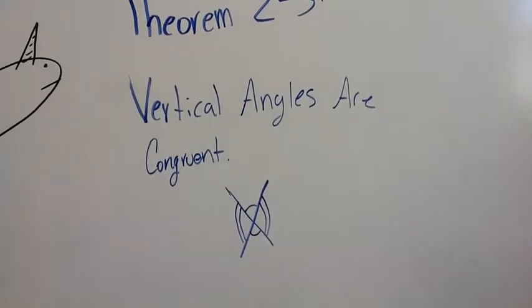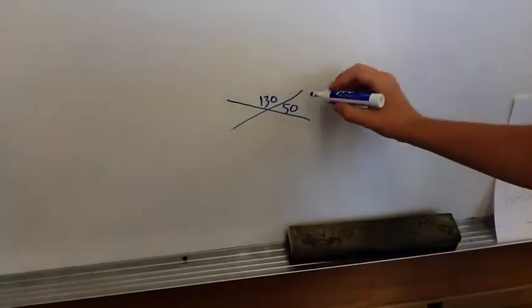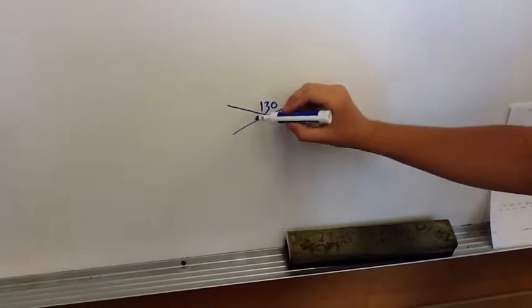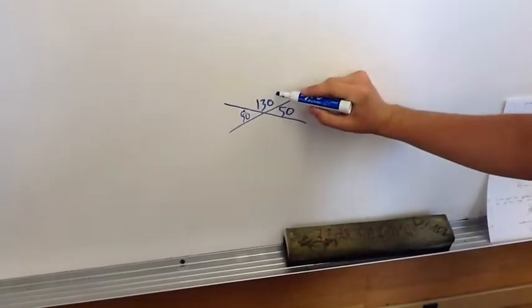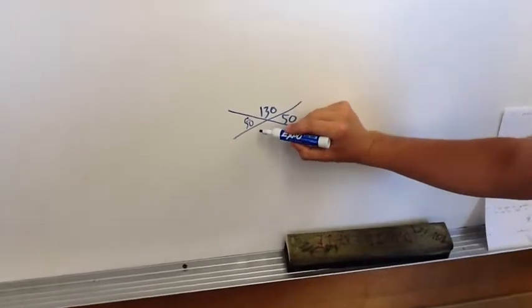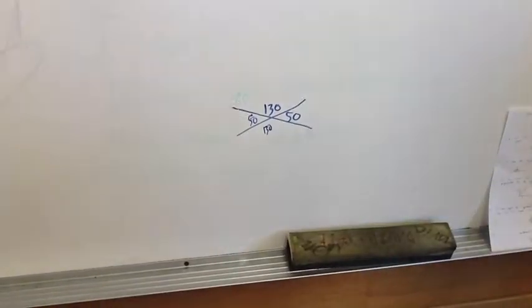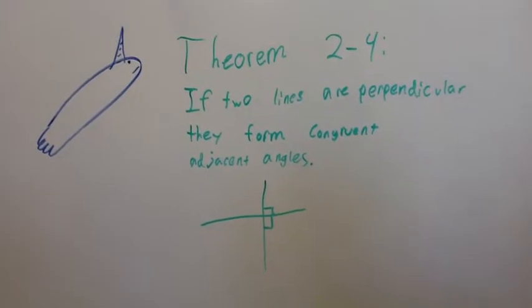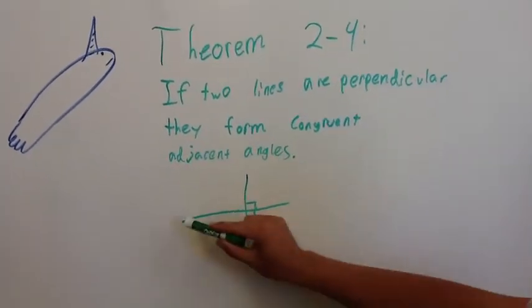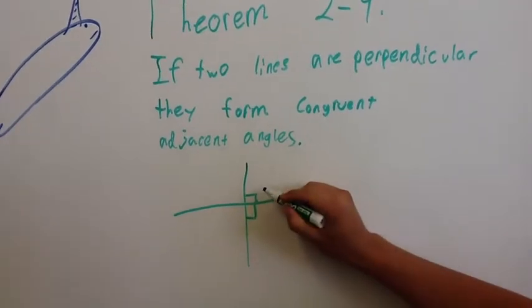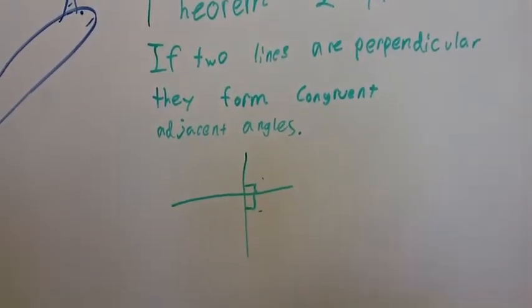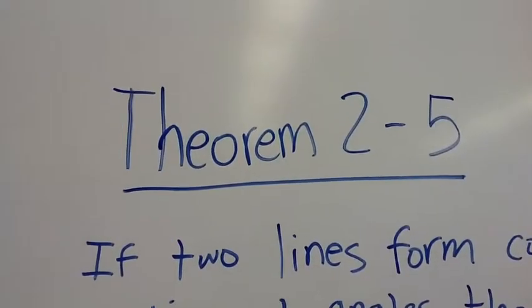An example of this is if this angle is 50 degrees, that means this angle is also 50 degrees. And if this angle is 130 degrees, then this angle is also 130 degrees. Second theorem: if two lines are perpendicular, like so, they form congruent adjacent angles, meaning that these two angles are both equal to 90.